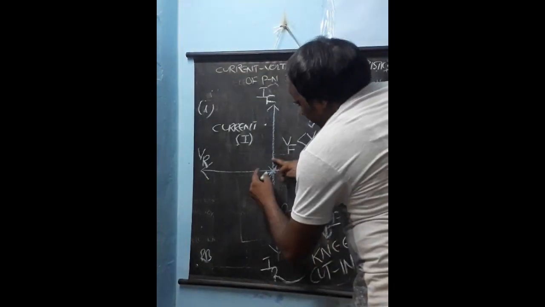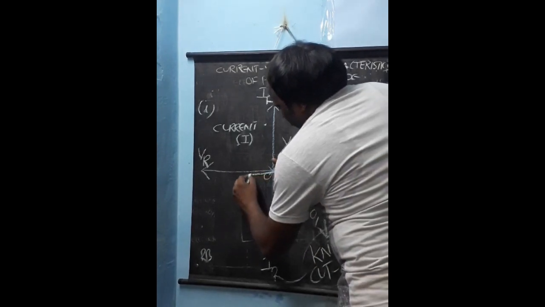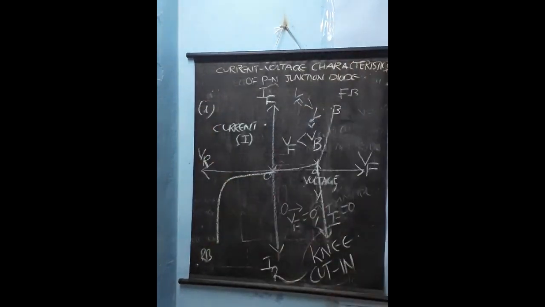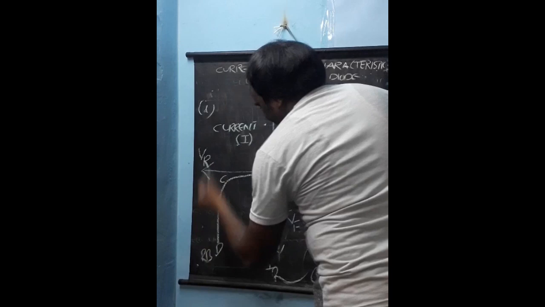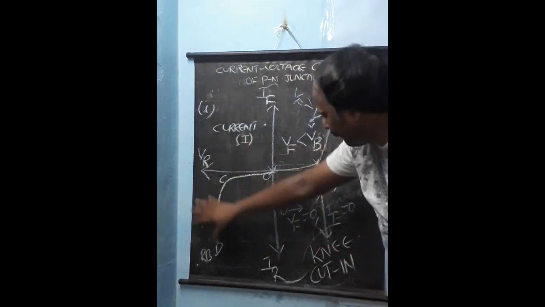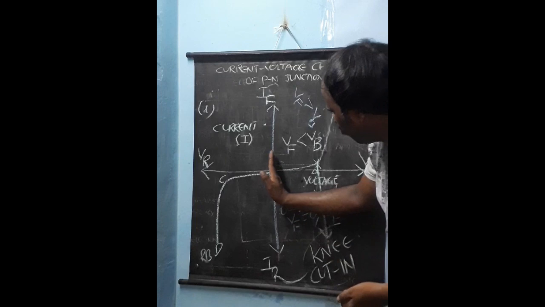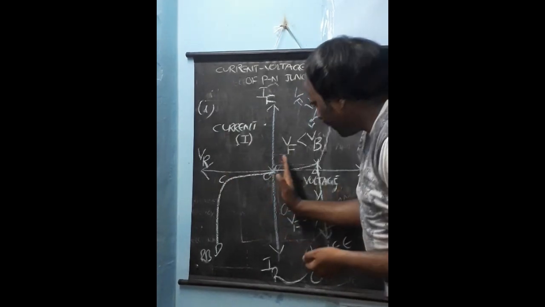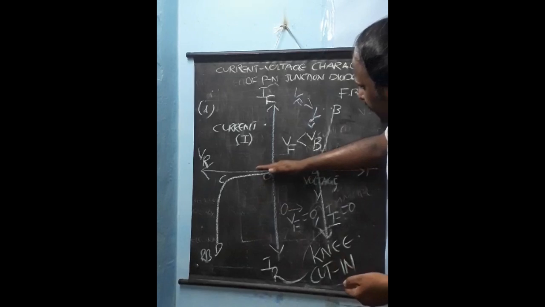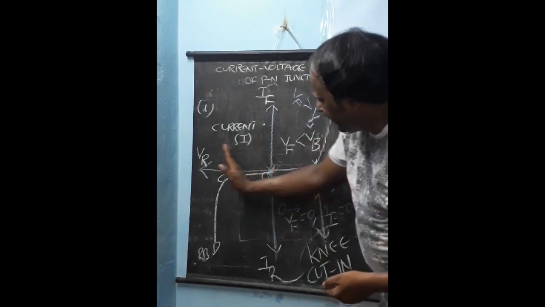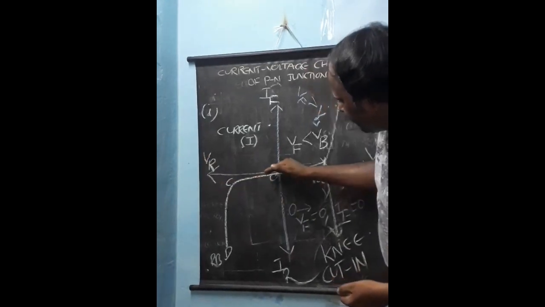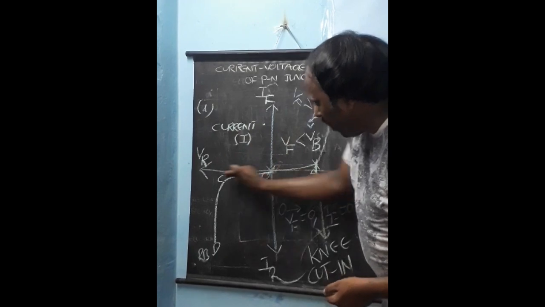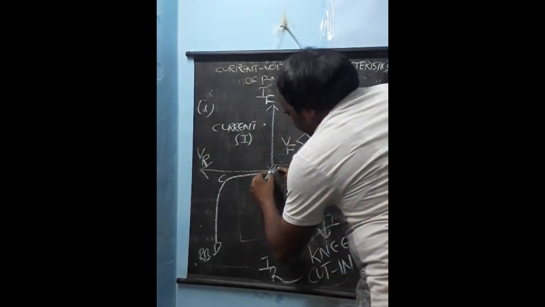Now coming to reverse bias. In reverse bias, the nature of the graph contains 2 points C and D. Just see the graph in reverse bias. From O to C, with increase in voltage, the current increases and remains constant. So almost it is a constant.